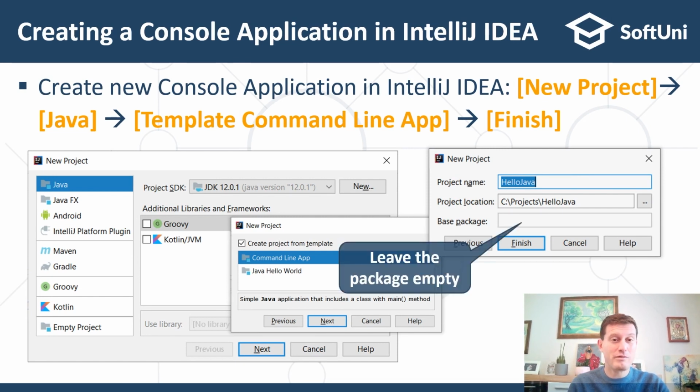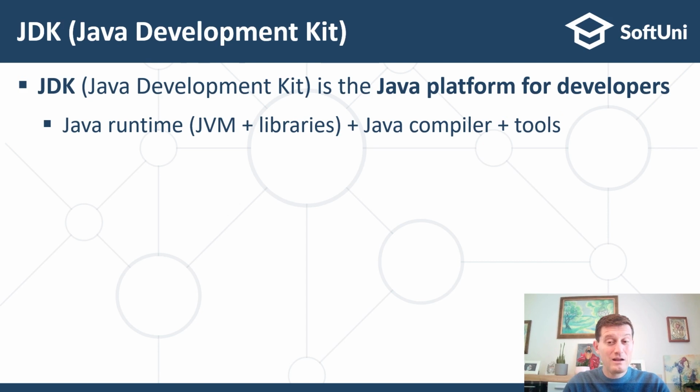So this is how you create a project. We usually leave this package empty. Packages are used when your whole project is big, for example, 10,000 lines of code, and you need to split it into packages. Let's say a few words about JDK.